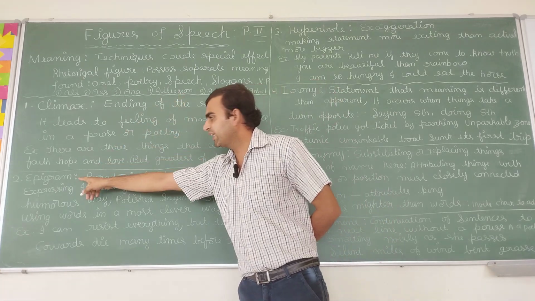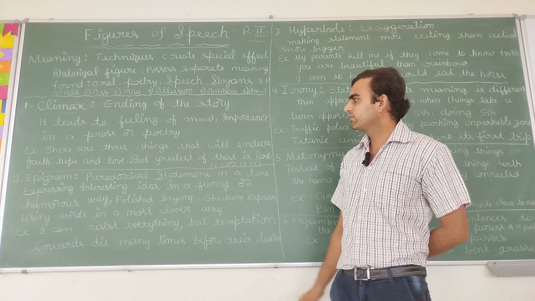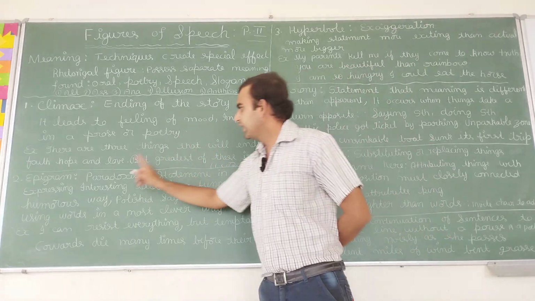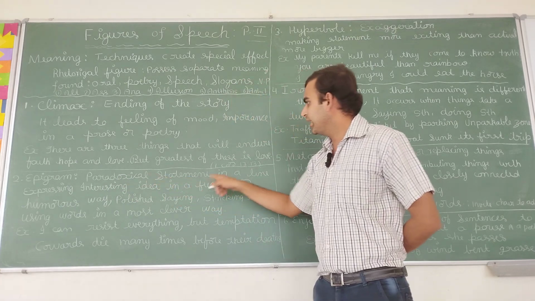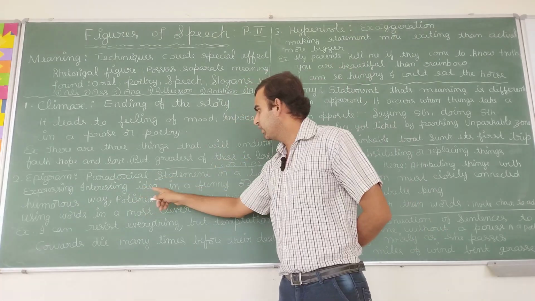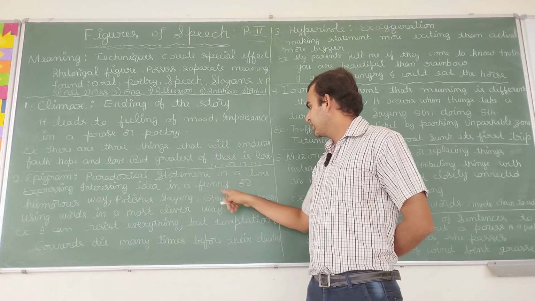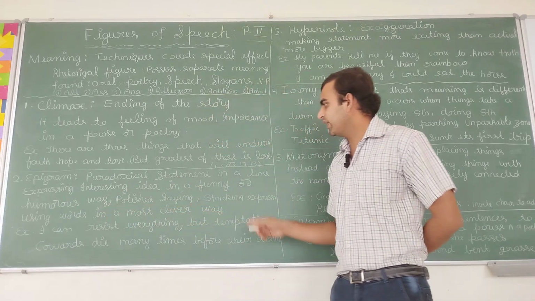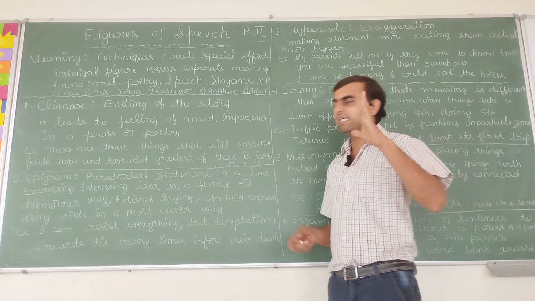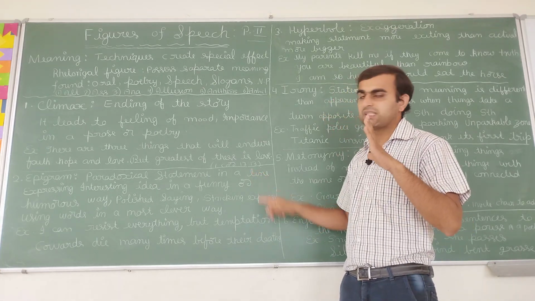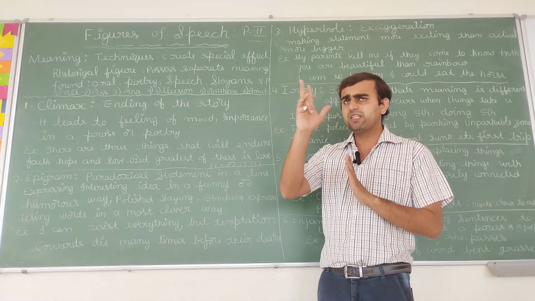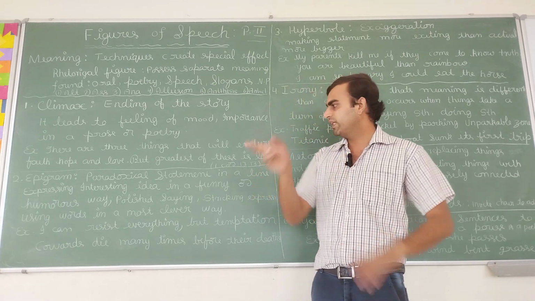Next one, epigram. What is epigram? Epigram is a paradoxical statement in a line expressing an interesting idea in a funny or humorous way, or a polished saying, a striking expression, or using words in a most clever way. I said it is a paradoxical statement, expressing an interesting idea in a funny and humorous way.